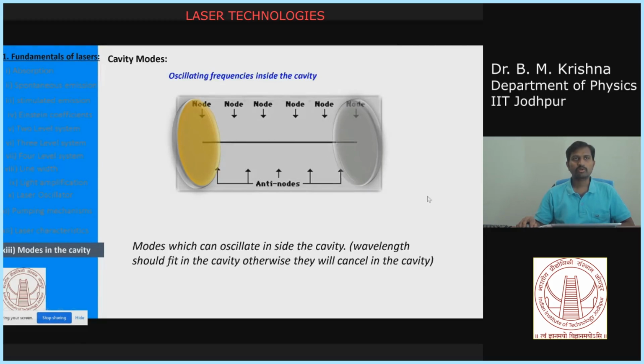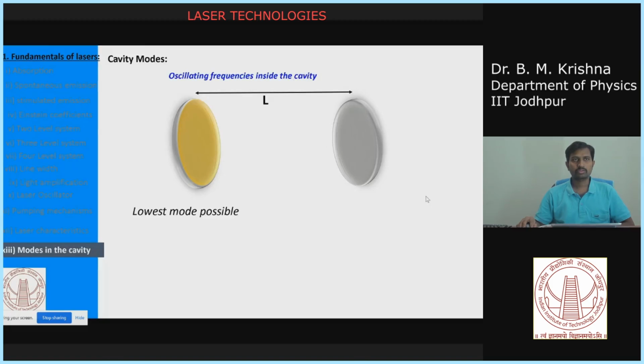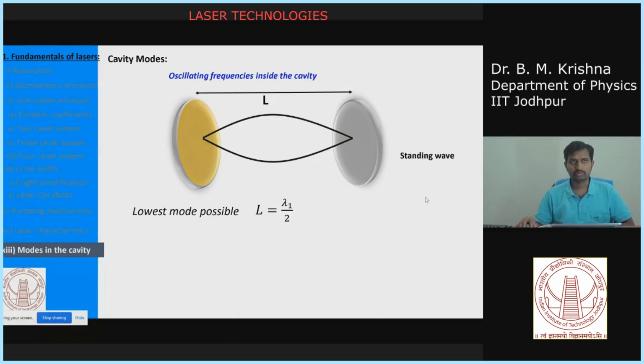These are the many modes that can be sustained inside the cavity. Let's see them individually, starting from the lowest mode. We take the cavity length of L. The lowest possible mode is this one. It forms a standing wave, so that satisfies the condition. So your length is equal to lambda by 2. I will define this lowest mode as lambda 1, so lambda 1 is equal to 2L.